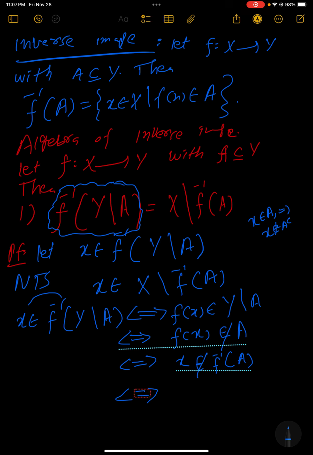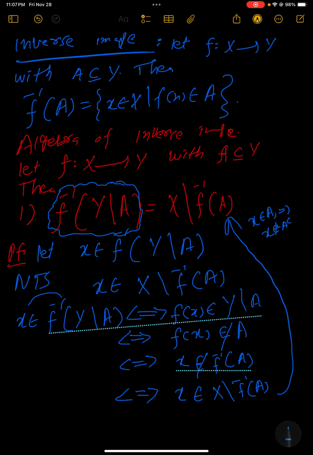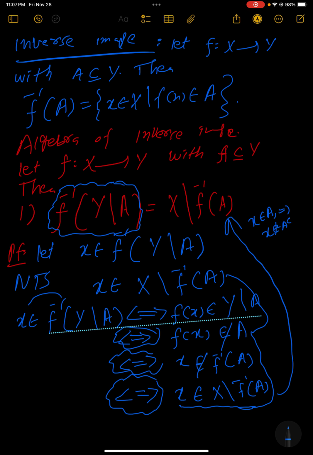Again, if x doesn't belong to the inverse image of A, it means that x belongs to the complement of f inverse of A. What is the complement of f inverse of A? It is X minus f inverse of A, and that's what we showed. I was putting the inclusion sign both ways because to show the other direction we start from here, let x belong to X minus f inverse of A, and then we go through these steps in reverse. Okay, that's very easy.